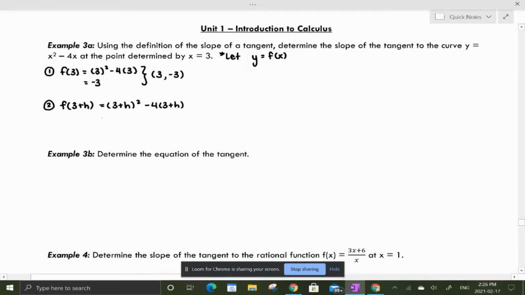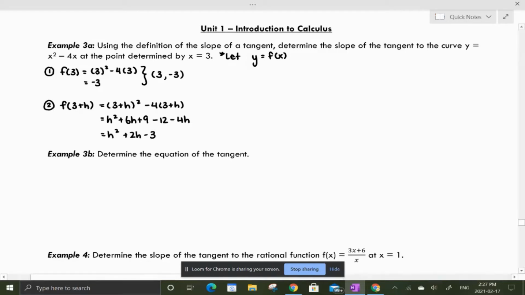If I simplify that, I'm going to get h squared plus 6h plus 9 minus 12 and then minus 4h. What you're going to do here is simplify everything, so collect all your like terms. So I'm going to get h squared plus 2h and then minus 3. Chances are when you're dealing with f of a plus h, you are going to get some expression that has h in it still. That's normal.